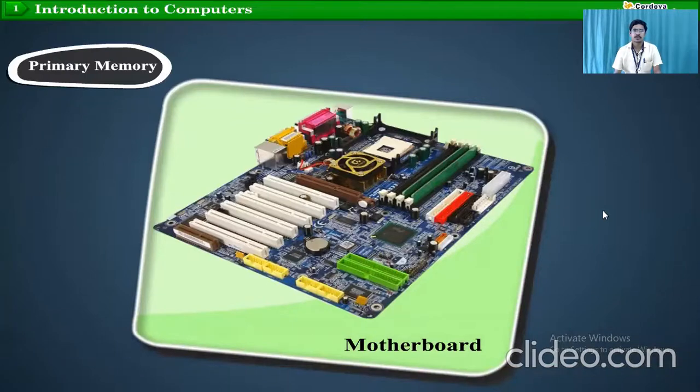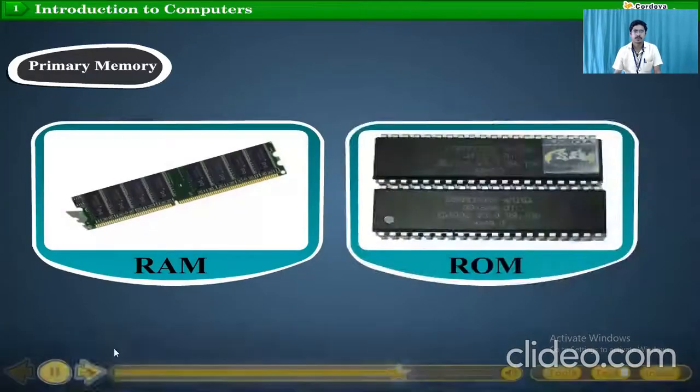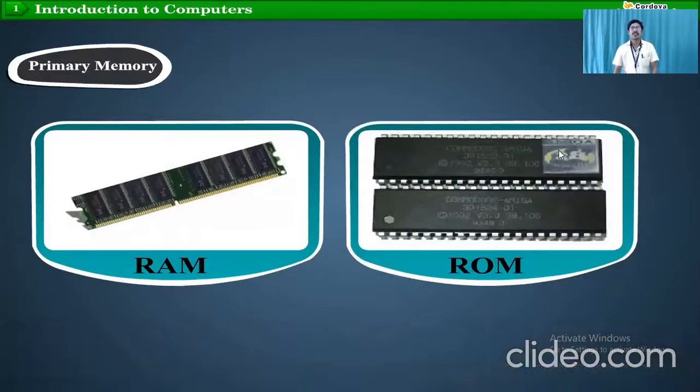Primary memory is of two types: RAM and ROM. What is RAM and what is ROM? We will see. RAM is random access memory and ROM is read-only memory. It is permanent.